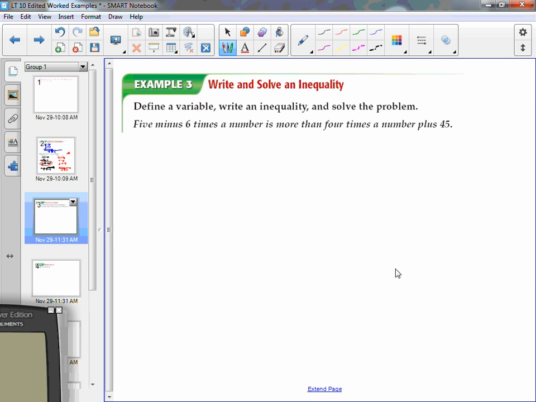Define a variable, which means say what x equals, write an inequality, and solve the problem. 5 minus 6 times a number is more than 4 times a number plus 45. So what is it that we don't know? We don't know the number. So guess what x is going to equal? The number.